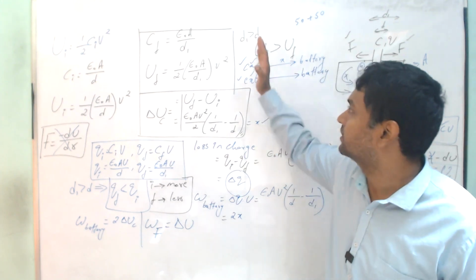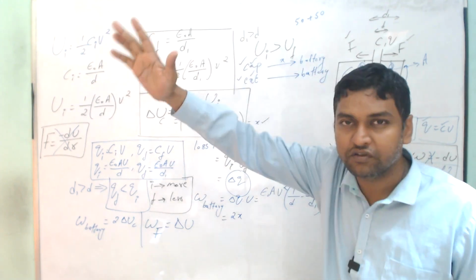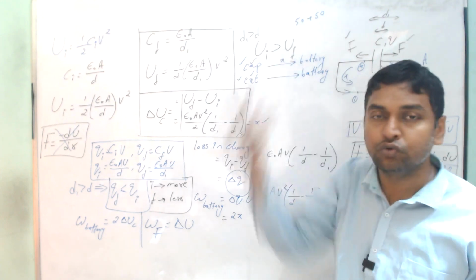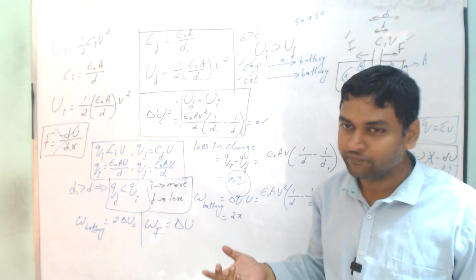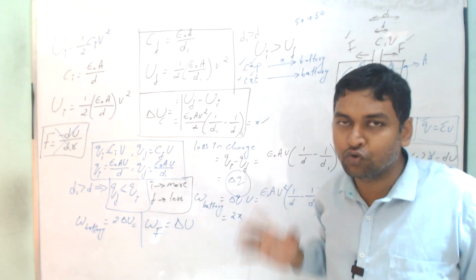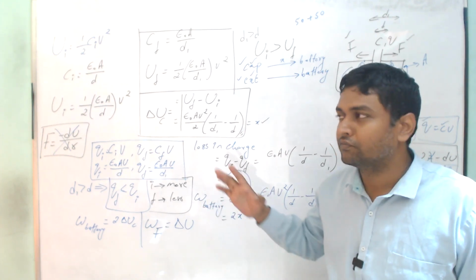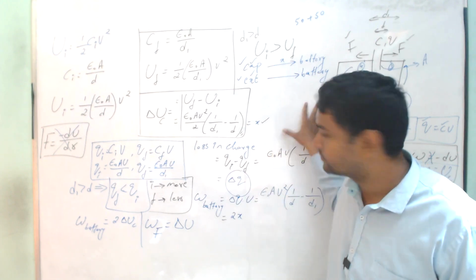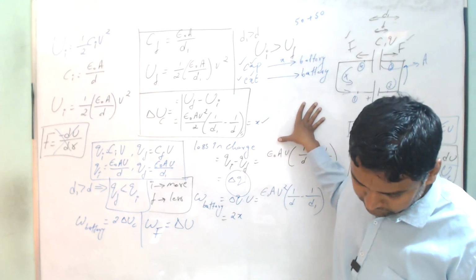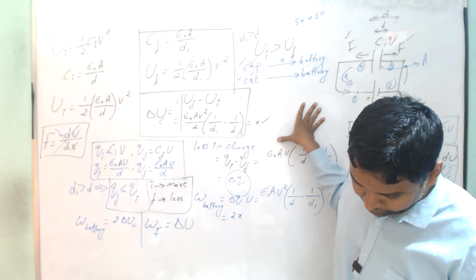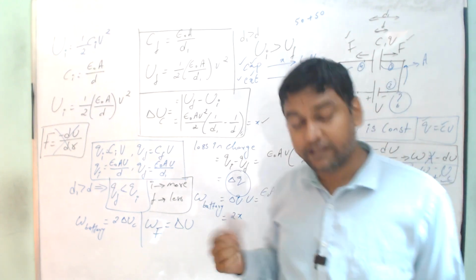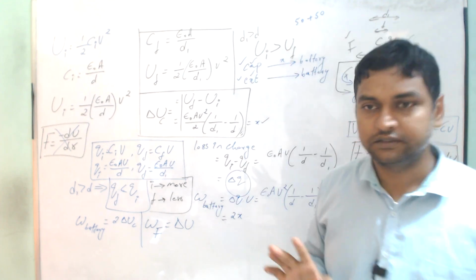So repeat. Capacitor gave. External agent gave. To whom? Only the third person. So we are in a courtroom. Sir, but there is a chance that the external agent can give that energy to the capacitor also. Correct?